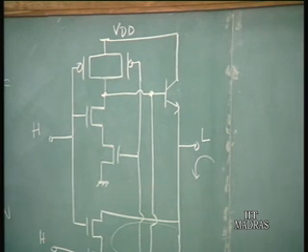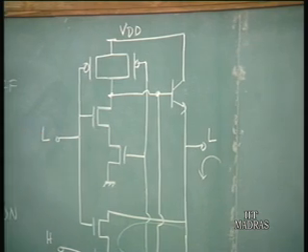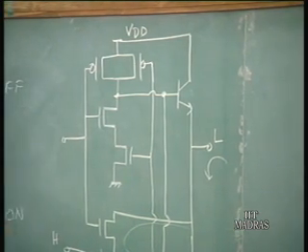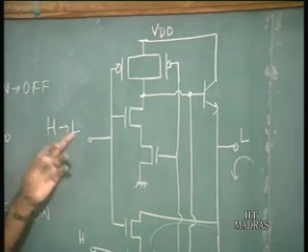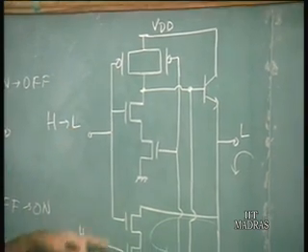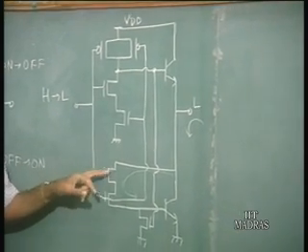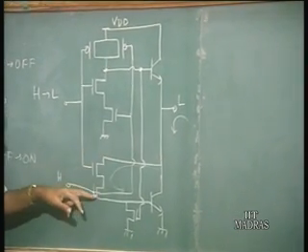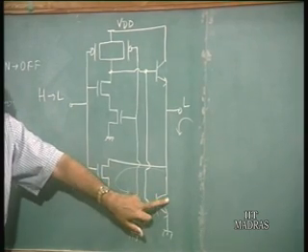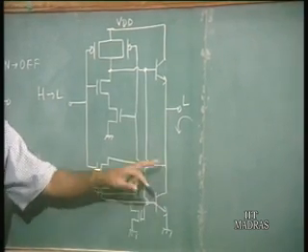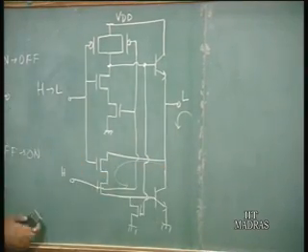Now, if any input goes low, when any input goes low, so high to low, say here, what is going to happen? When any input goes low, then one of these NMOS transistors is going to switch off, is going to go in the off condition, which means that the series path is not conducting, which means that the lower bipolar transistor is not going to have any base current, which means that the lower bipolar transistor is not going to conduct. So, the lower bipolar transistor is off.